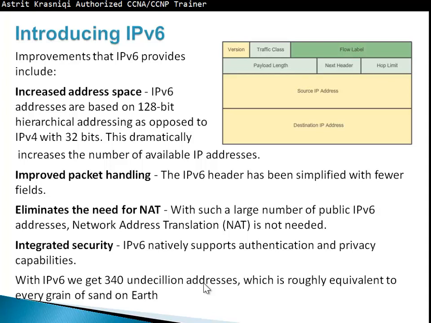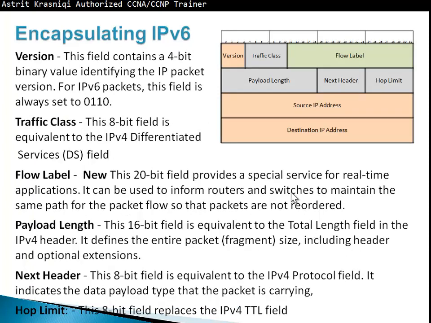So, improved packet handling. The IPv6 header is simplified with fewer fields, like we can see up here, a lot fewer fields than IPv4. We don't need NAT for IPv6 because we have so many IP addresses that all devices will be able to get a public IP address. And the security is integrated. IPv6 natively supports authentication and privacy capabilities. So what's in these fields?